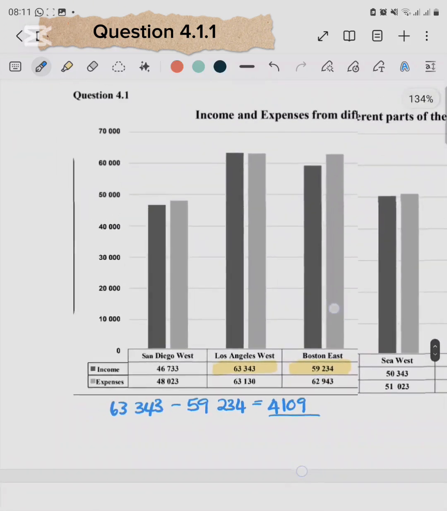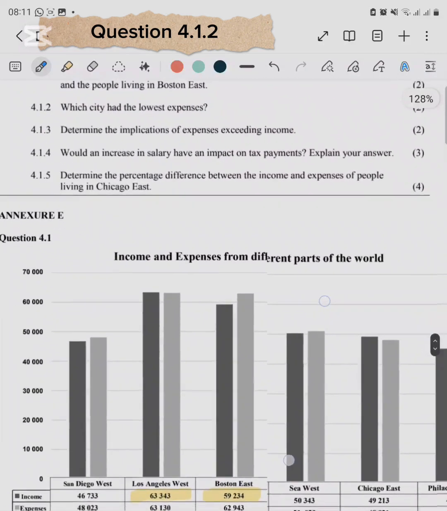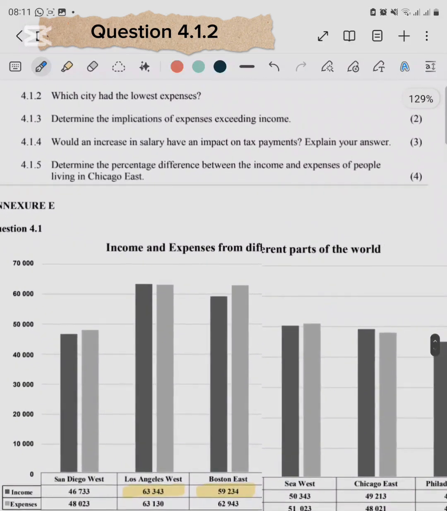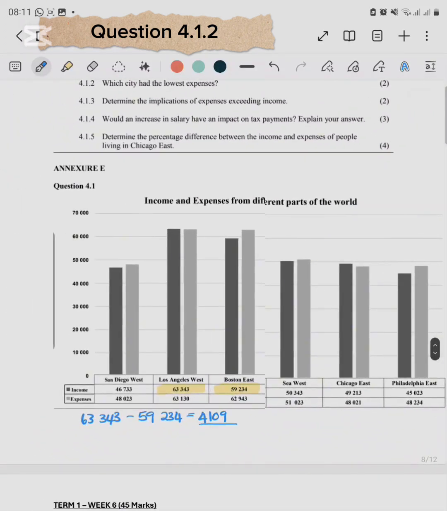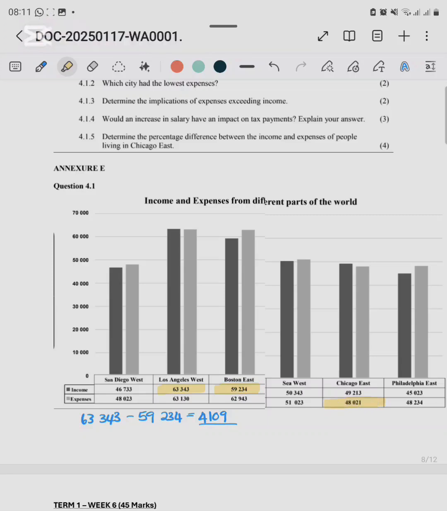All right. The next question asks us which city had the lowest expenses. So again, you just look at your graph and we're going to see who had the lowest. And I would honestly suggest you look at the values before you look at the graph itself, because if they're giving you the values, it'll make sure you have the most accurate answer. And the one that has the lowest is Chicago East. So you just say Chicago East.